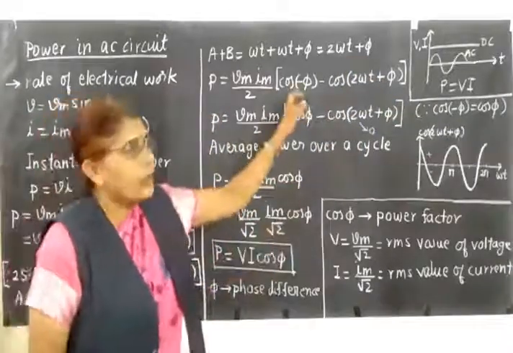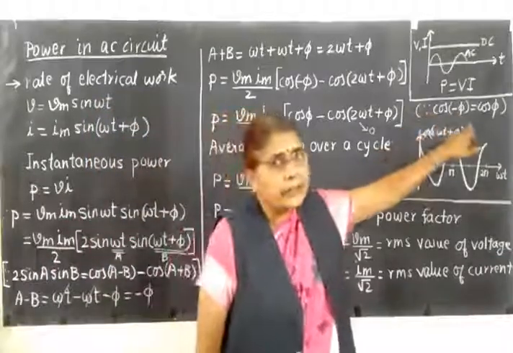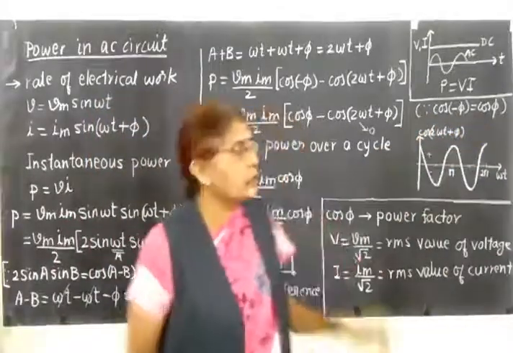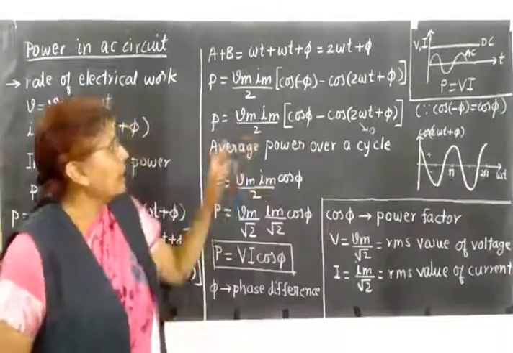Now, for cos of minus phi, we shall use another trigonometric relation. Cos of minus phi is nothing but cos phi. So, cos of minus phi, I shall write it as cos phi. So, what relation we have?